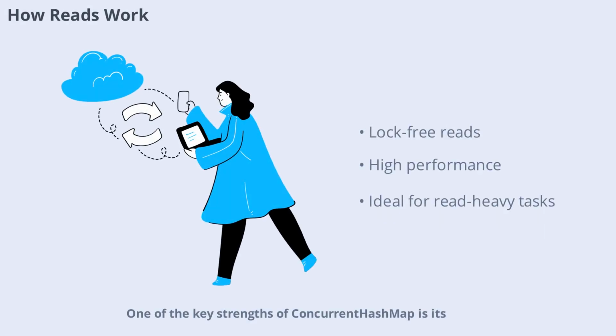One of the key strengths of ConcurrentHashMap is its ability to allow multiple threads to read data without locking. Most read operations are lock-free, relying on volatile reads to ensure visibility of the latest data. This means that threads can access the map simultaneously without waiting, significantly boosting performance for read-heavy workloads.